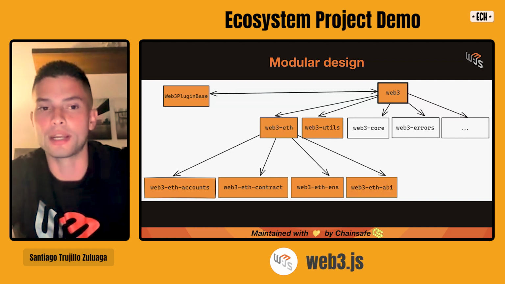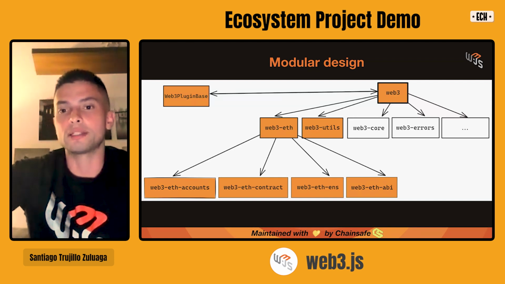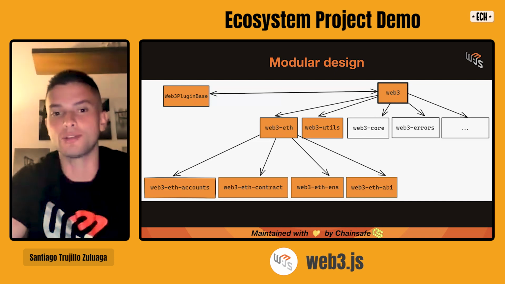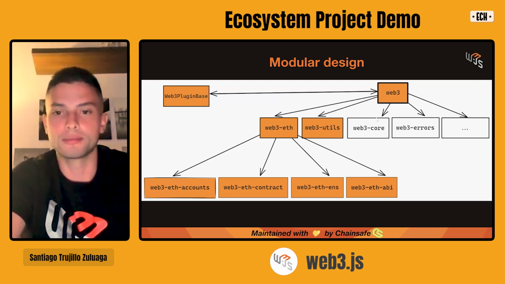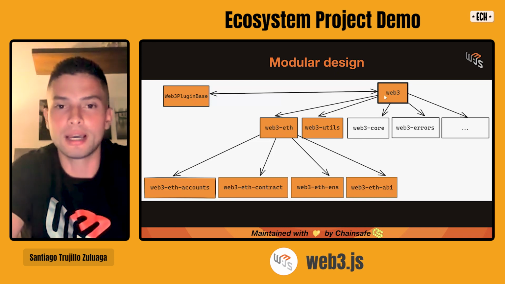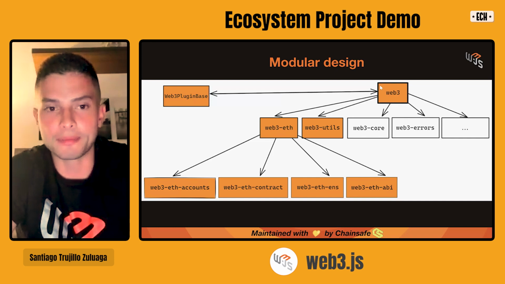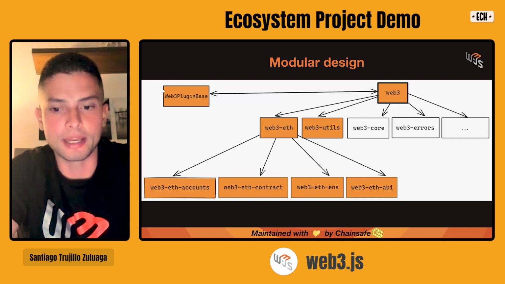This is the modular design of the Web3.js library. When you install the Web3 library, you will install basically all these packages at the same time. But if you don't need all the packages, you can directly run npm install web3-eth-contract, or npm install web3-utils. What I normally do is just npm install web3, and then it's easier to explain package by package when you install the whole library. And then we also have the plugin base, which is a new feature that we introduced. I will explain more details about that later.